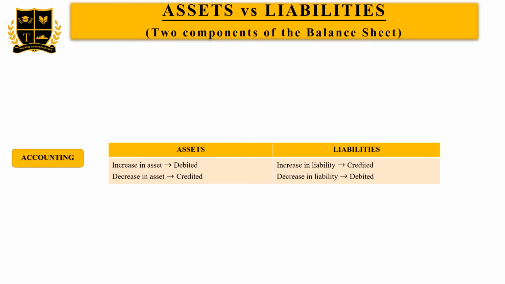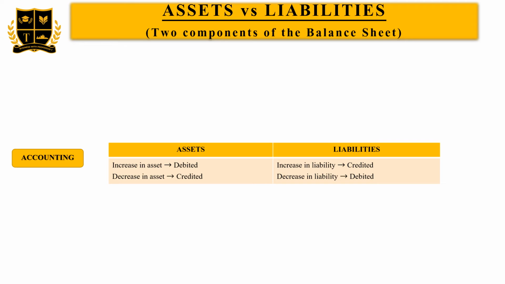If you remember earlier, I spoke about the accounting procedures and treatments for depreciation. Now we look at the accounting procedures and treatments for assets and liabilities when looking at credits and debits. So if we see an increase in assets, we debit the account. And if we see a decrease in assets, we credit the account.